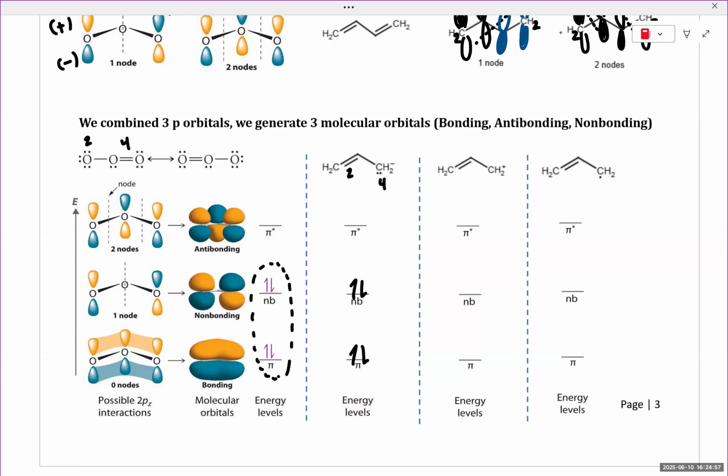I'd like you to take a few moments and try to fill out the molecular orbital diagram for the allyl cation and allyl radical. Keep in mind we need to count the pi electrons, and then we fill our molecular orbital diagram with those pi electrons. So I'd like you to pause the video, work through that, and we'll discuss momentarily.